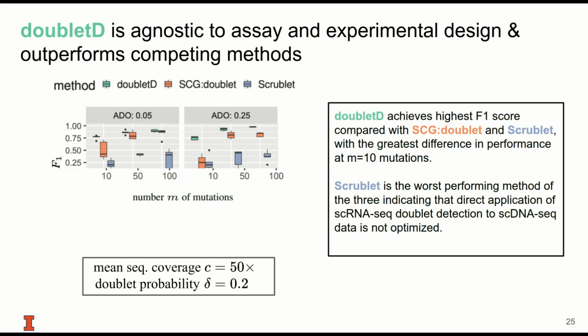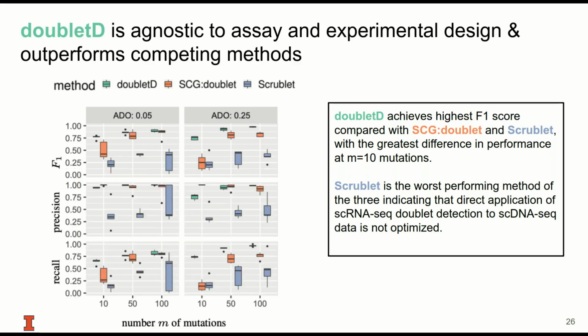So we found that doubletD performed well in all experimental regimes, outperforming both Doublet and SCG doublet in terms of F1 score. In addition, doubletD had the highest recall without sacrificing precision, and this is because of doubletD's ability to actually identify the nested and self-lit doublets, whereas the other methods do not perform as well. In addition, we noticed that Doublet is the worst performing method, indicating that direct application of RNA sequencing methods for doublet detection may not be optimized for DNA sequencing data.